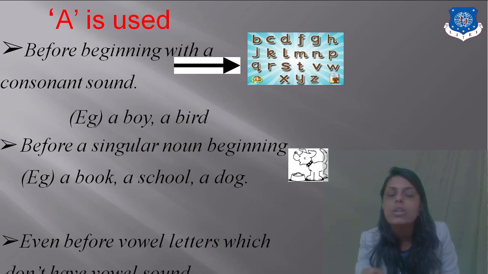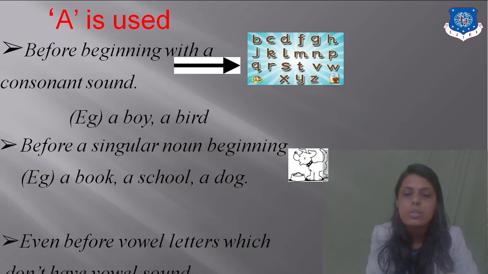So as we know, there are consonant sounds in English and vowel sounds in English. So what are consonant sounds? Except A, E, I, O, U, everything in the English language is a consonant sound. When A, E, I, O, U are there, that is a vowel, and the others, B, C, D, F, G, H, J, K, L, M, N, P, Q, R, S, T, V, W, X, Y, Z, are consonant sounds.